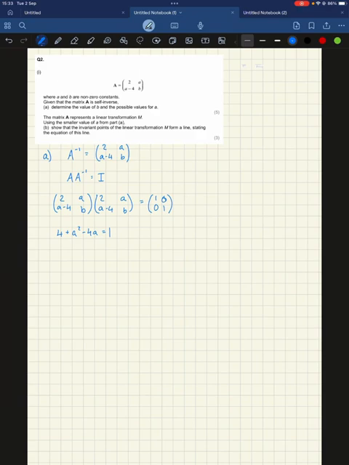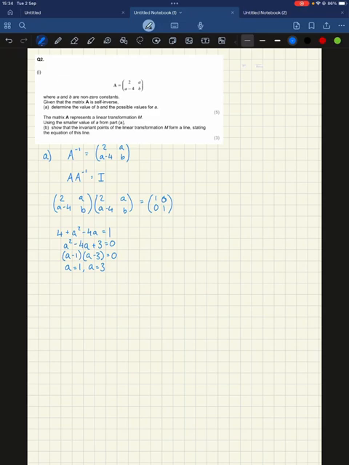If we subtract 1 from both sides, we get a squared minus 4a plus 4 minus 1, which is 3, equals 0. Now this factorizes to a minus 1, a minus 3 equals 0. So a is equal to 1, or a is equal to 3. So I guess we found our possible values for a. Now we have to find the value of b.